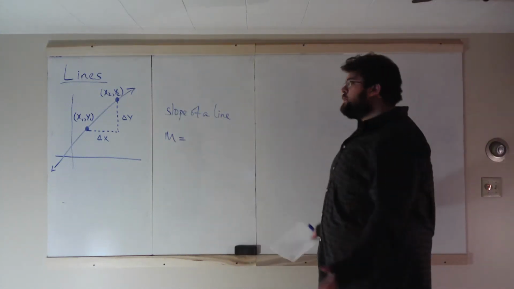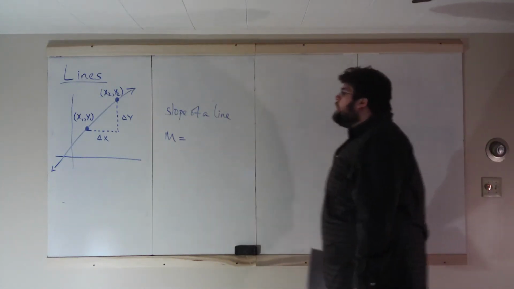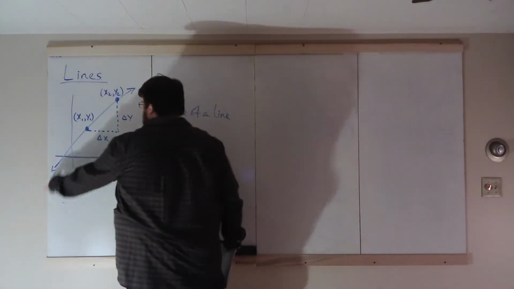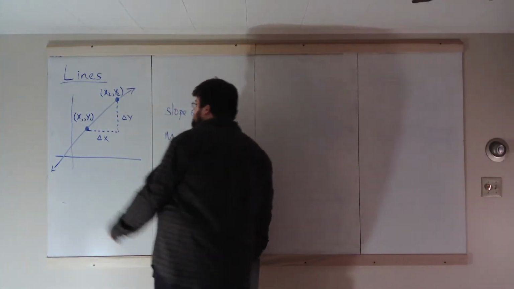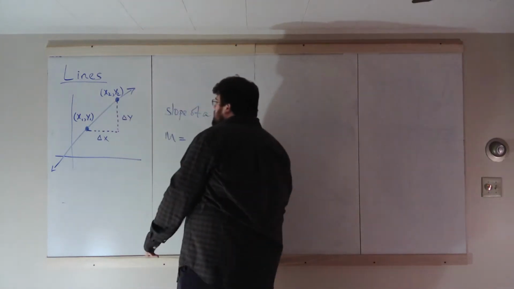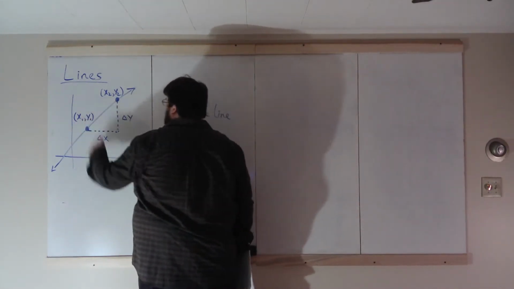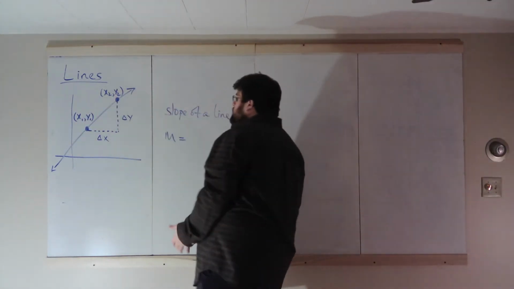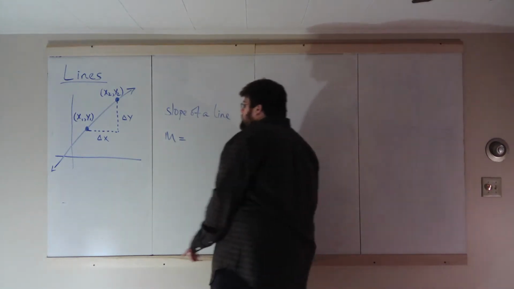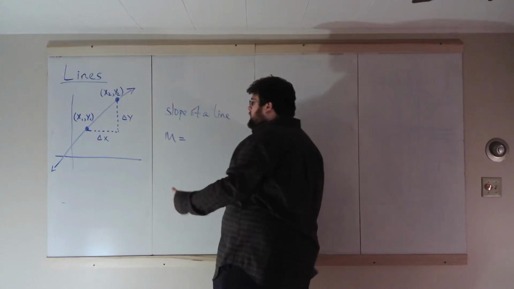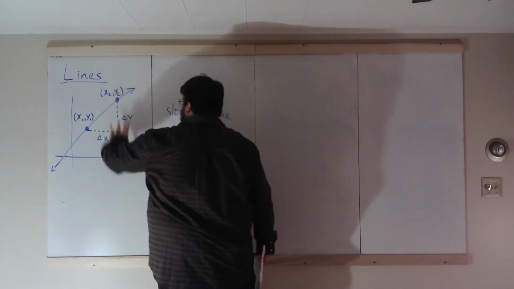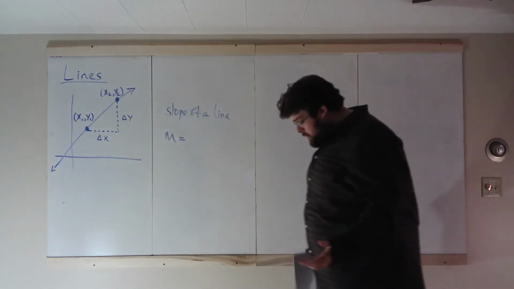So here we're going to talk about lines. Here we have a line, and on this line we're going to mark off 2 points with an ordered pair. We're going to call the first one x1, y1, the second one x2, y2. And we're also going to mark off the horizontal change with a delta x and the vertical change between those 2 points with a delta y.